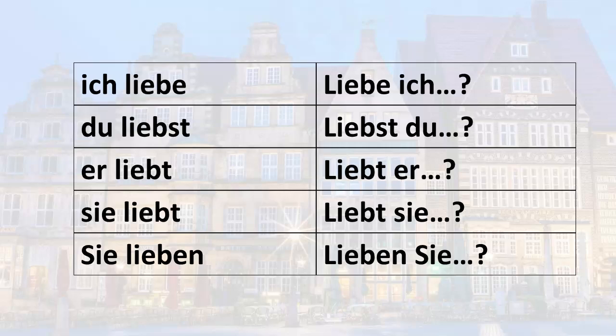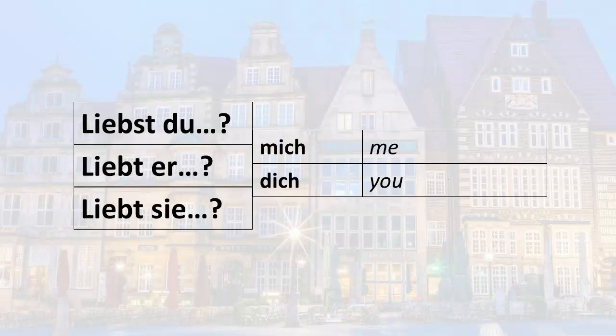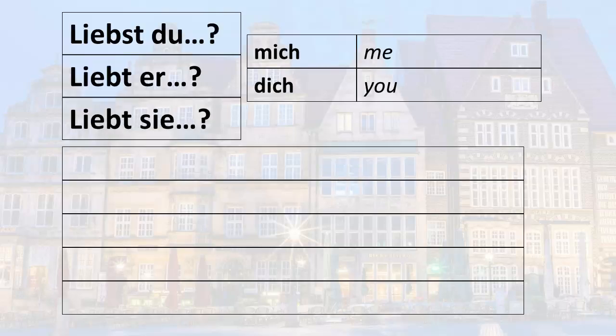Now remember, we normally don't use lieben by itself. We use it with a direct object pronoun or an accusative pronoun to say that we love someone. So we have a couple of examples here from our last lesson. We have mich, me, and dich, you. So let's go ahead and combine these elements to make some questions.